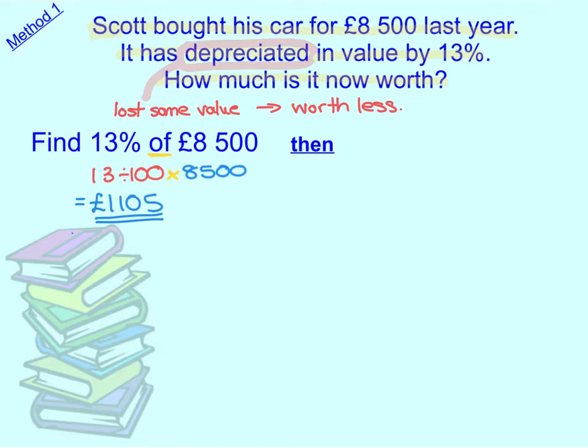Okay, so I found 13% of 8,500, and what's interesting is that is not the final answer. Okay, so it has depreciated by 1,105, so we still have to work out what it is now worth. It was worth that. It has lost this much value. So what do we have left? So again, grab your calculator. It is now worth £7,395. Okay, now that's a long way to work that out. I'm going to show you now how you can do that a little bit shorter.